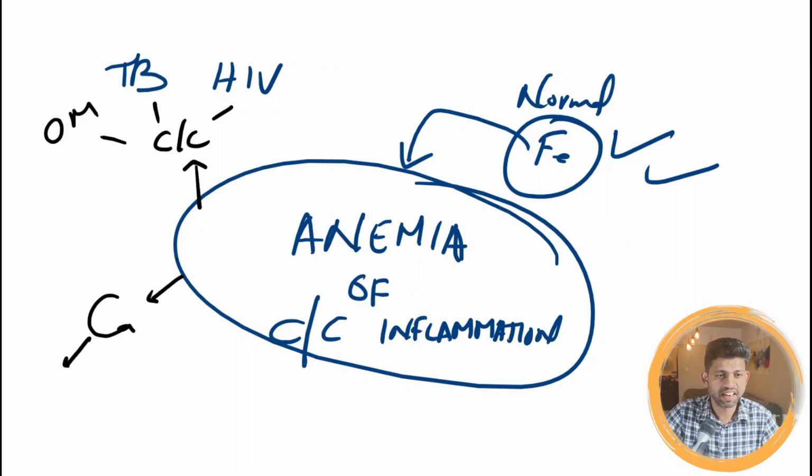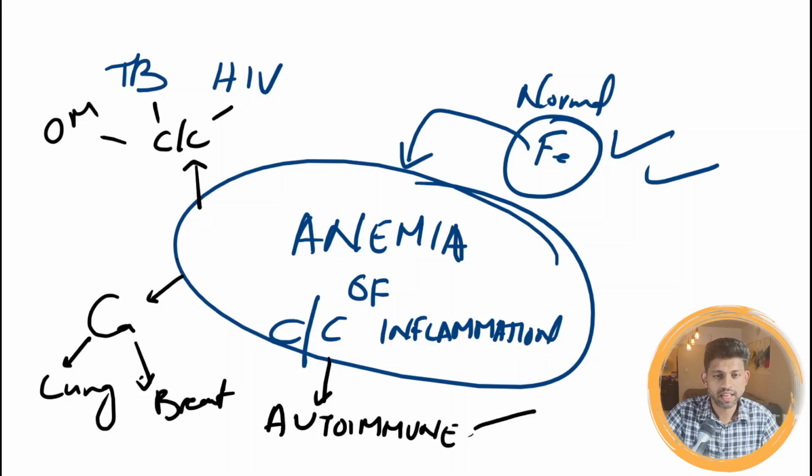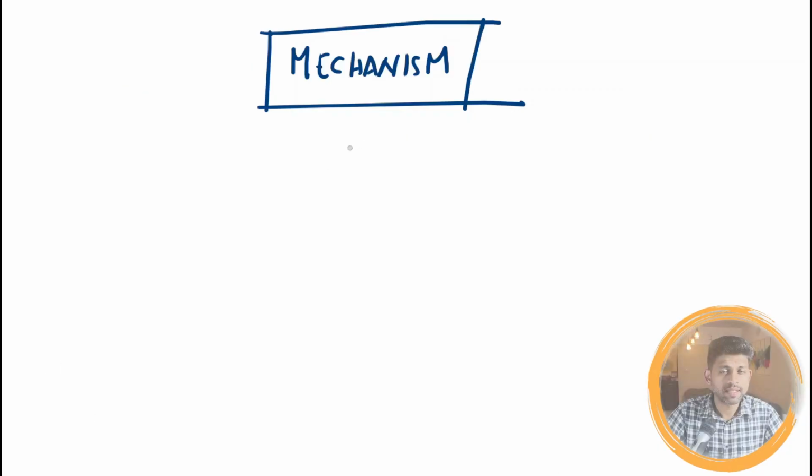Cancers like lung cancer, breast cancer, etc., or autoimmune diseases like rheumatoid arthritis, inflammatory bowel disease, etc. What is the mechanism by which iron becomes unavailable in anemia of chronic inflammation?